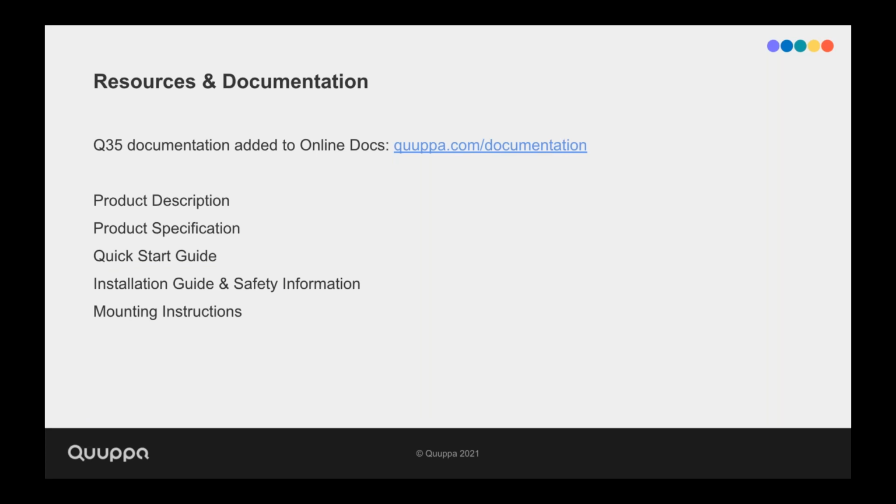We have a number of resources and documentation available for you to take advantage of, both across our website as well as our online documentation section, where you'll be able to find more useful information regarding the Q35 locator, such as product specifications, mounting instructions, installation and safety guides. So if you do want to find out more information, please visit quuppa.com/documentation.